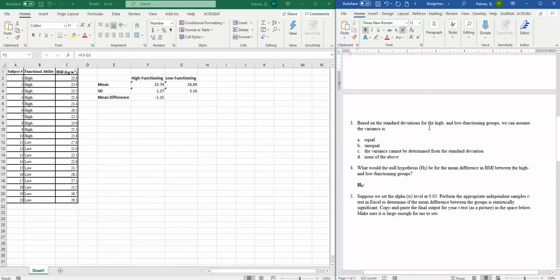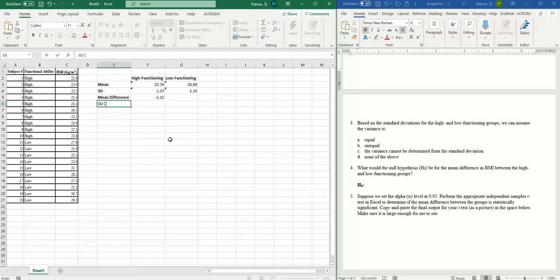To determine whether the variance is equal or unequal, we're going to compare the standard deviations between the high and low functioning groups. That's what this question is asking: is the variance equal between the high and low functioning groups? To determine that, we can compare the standard deviations. So back over here in our Excel sheet, I'm going to add another statistic. This is what we're going to calculate to answer question 3.